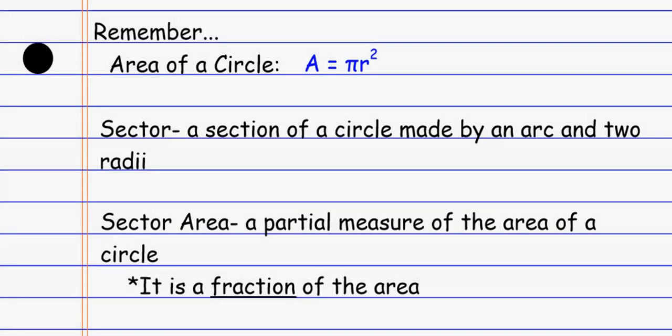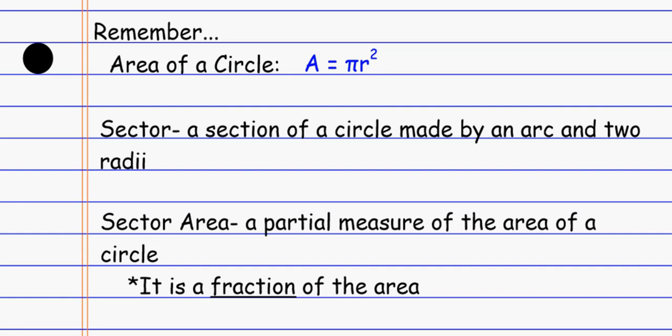Taking a look at sectors of a circle. A sector is like a piece of a circle where we're looking at the area of that little section. There's a couple of things that are needed when we start talking about sectors. The first thing is the area of a circle. Remember, the area of a circle is area equals pi r squared. That's how we find the entire area of the circle.